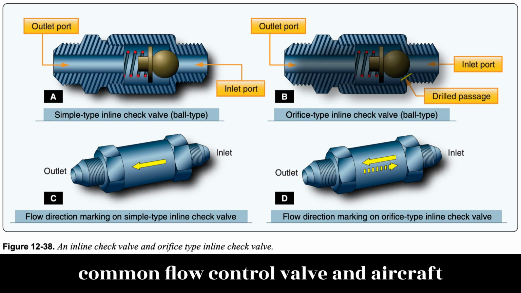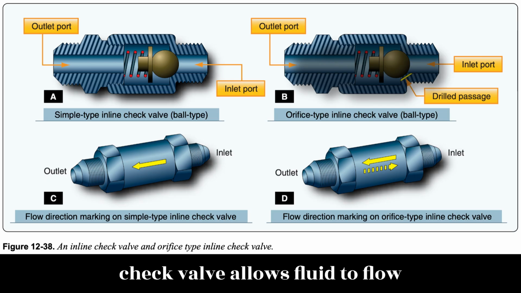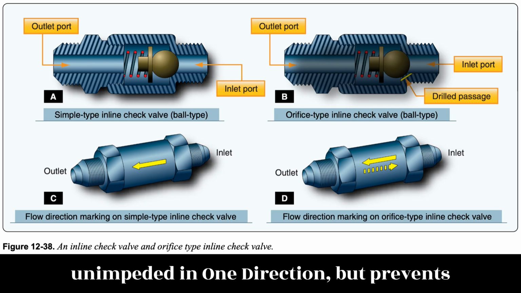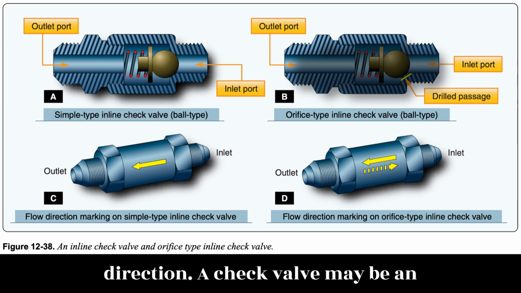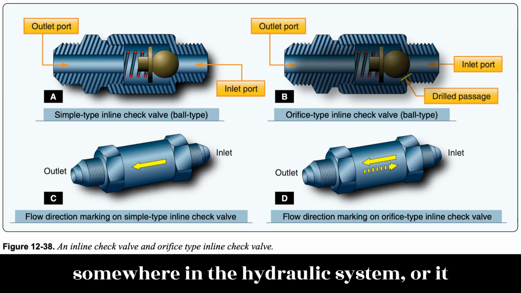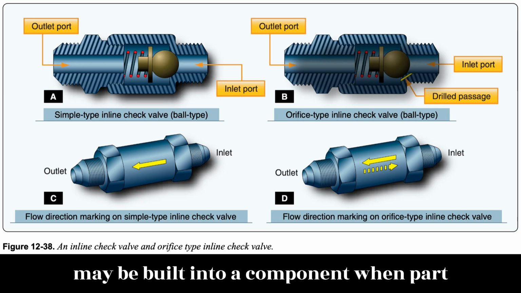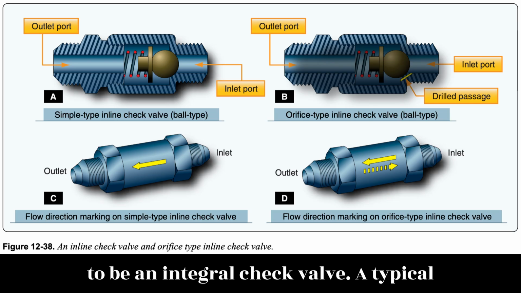Another common flow control valve in aircraft hydraulic systems is the check valve. A check valve allows fluid to flow unimpeded in one direction but prevents or restricts fluid flow in the opposite direction. A check valve may be an independent component situated inline somewhere in the hydraulic system, or it may be built into a component. When part of a component, the check valve is said to be an integral check valve.